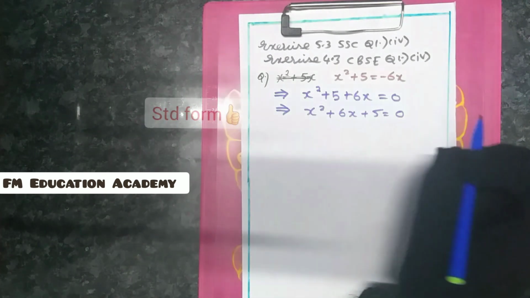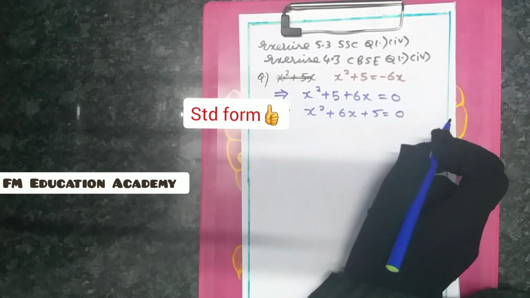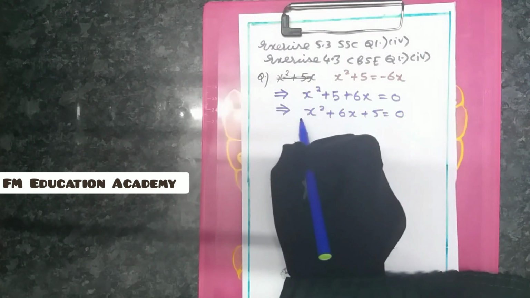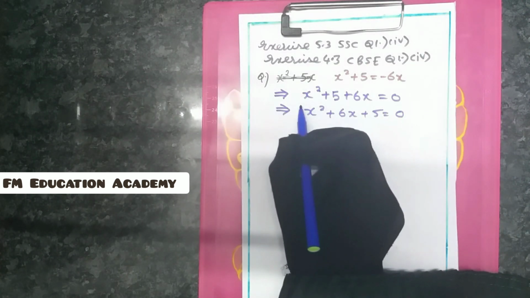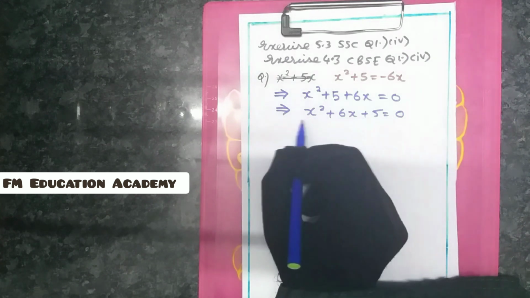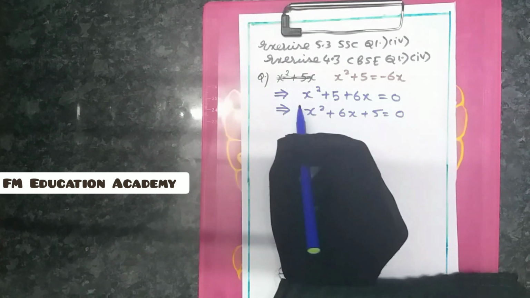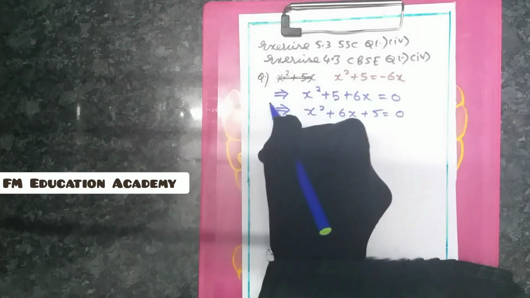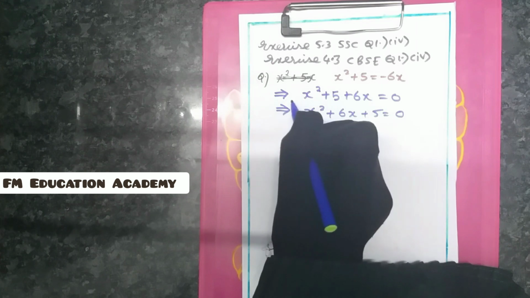So this is my step 1. That is, I got my equation in the standard form of ax squared plus bx plus c is equal to 0. And also, what do you observe? You observe that the coefficient of x squared here is 1. So no need to divide it by anything. In the earlier sum, we divided by 4 because the coefficient of x squared was 4. But here the coefficient of x squared is 1. So no need to divide.